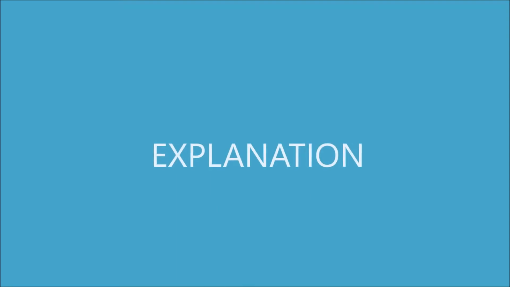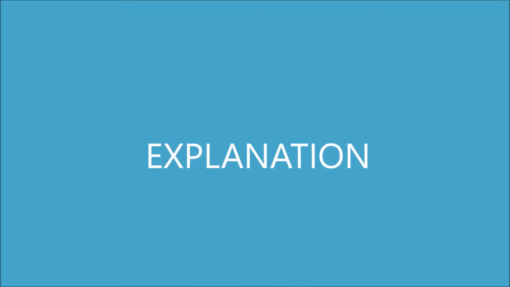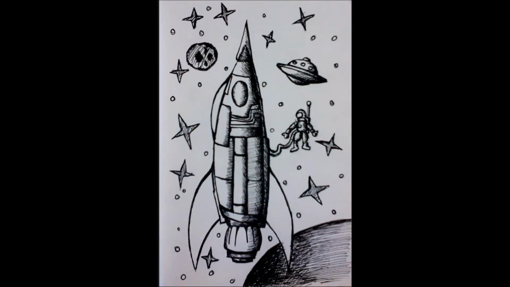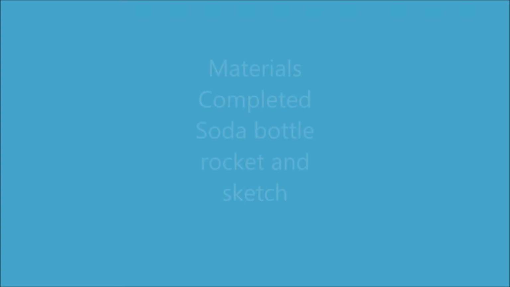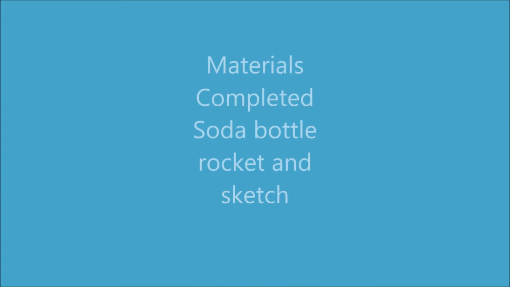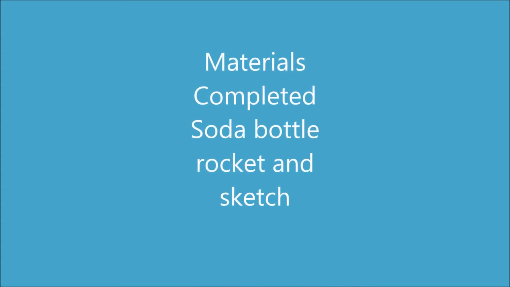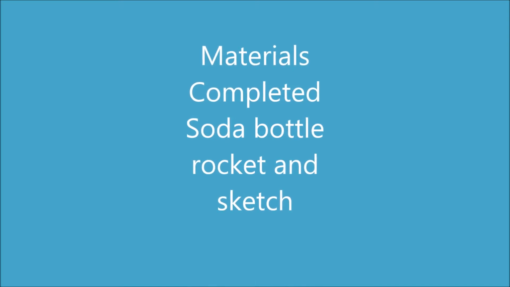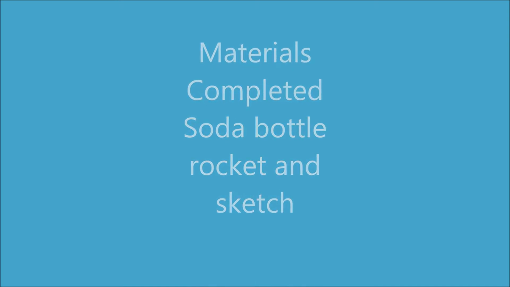During the explanation portion of the lesson, the teacher will show an example of a completed rocket sketch and rocket while giving instructions. The teacher will introduce the vocabulary needed for this lesson, which are the definitions for force and gravity. The teacher will make sure the students understand the vocabulary. The materials needed for this section are a completed sketch of a rocket and a completed soda bottle rocket.